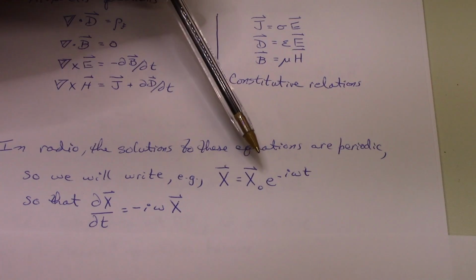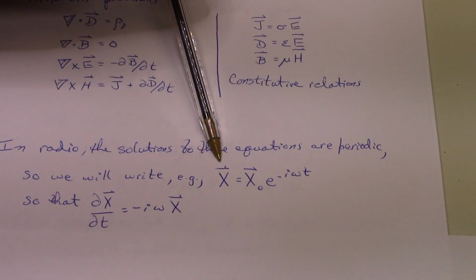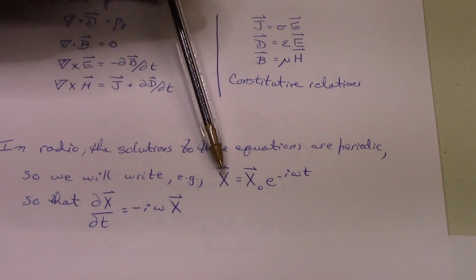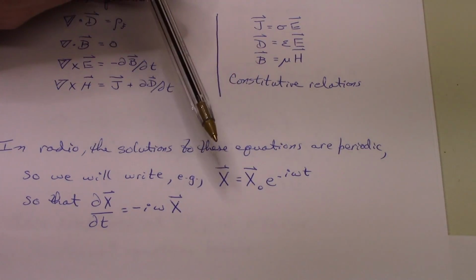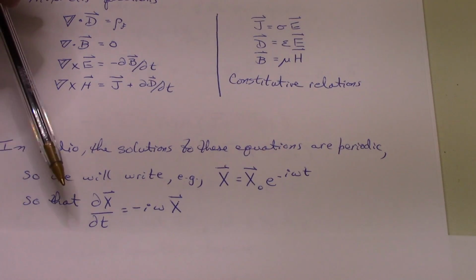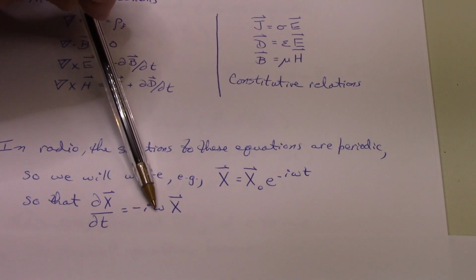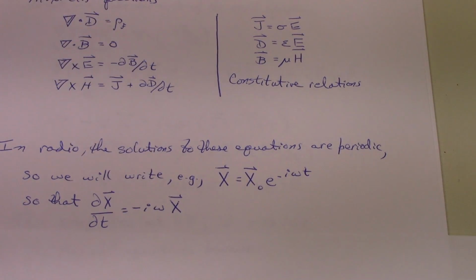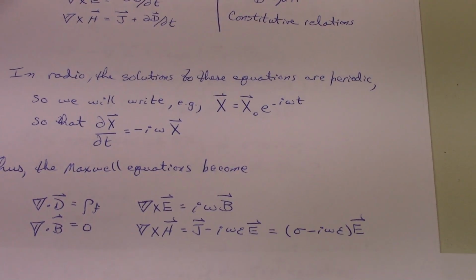So the chief implication here is that if I take any one of the fields, say the E field, here I've represented it as X because it could be D, B, E, or H, and you express it as proportional to this exponential, then a partial derivative with respect to time just leaves that function with the minus i omega out in front. And so you can then transform these equations into slightly different form when you assume periodic solutions.